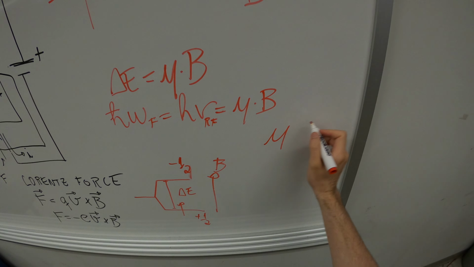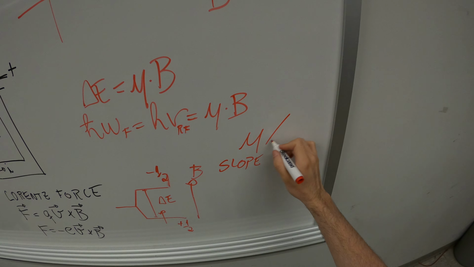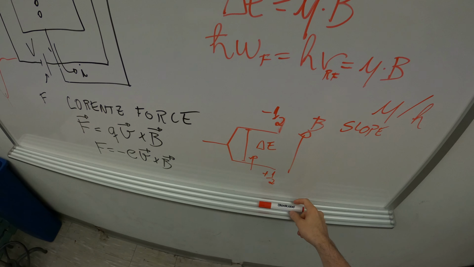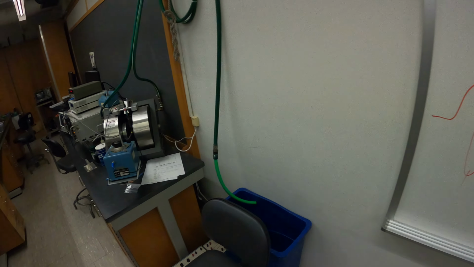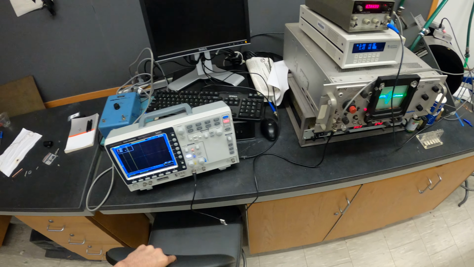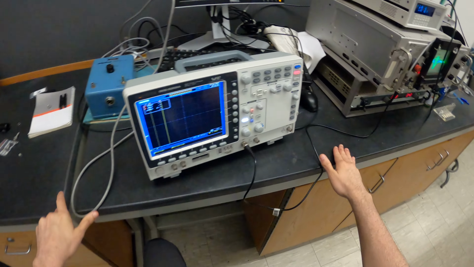Magnetic moment. So the slope will be the magnetic moment divided by h. And with that you can calculate some quantities like the G factor that I hope you'll do later on. Alright, so now let's try to find the signal on the oscilloscope.